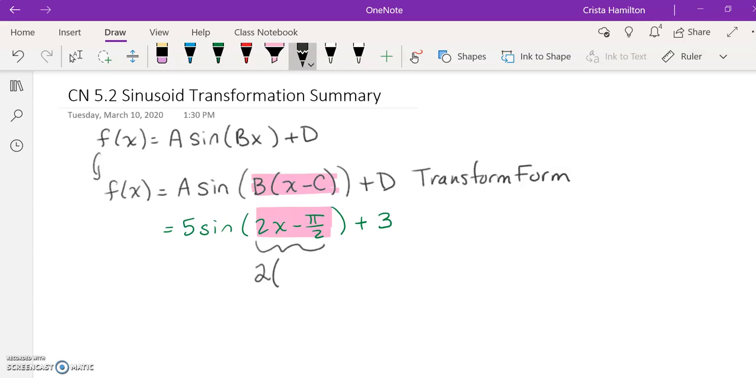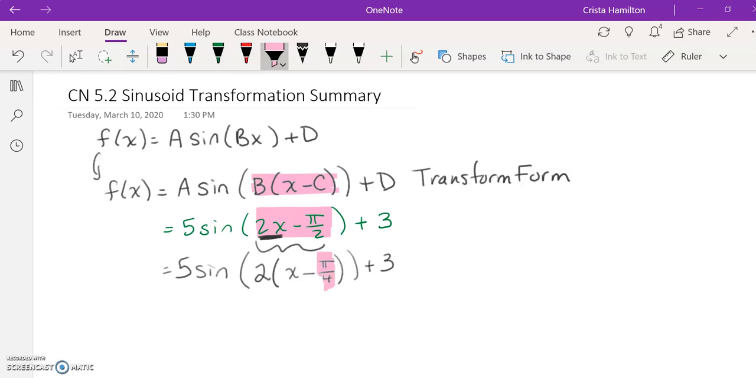And when we pull that 2 out, factoring out 2 is the same as taking each of those numbers and dividing by 2, or multiplying by a half. When you factor the 2 out, you multiply each by half. So 2x multiplied by half is x, and then the minus pi over 2, multiplied by half, becomes minus pi over 4. And so what that's going to do for us is reveal what the horizontal shift is going to be.